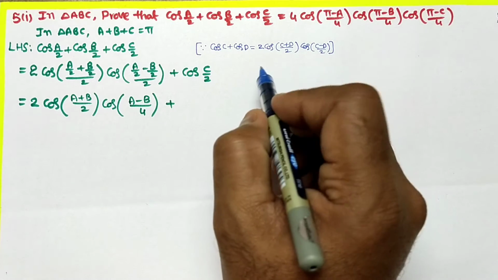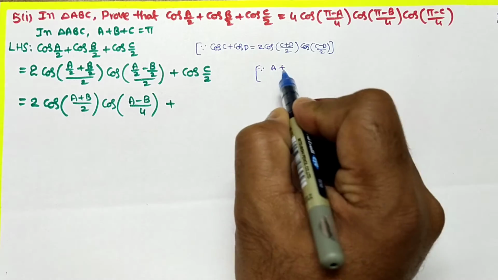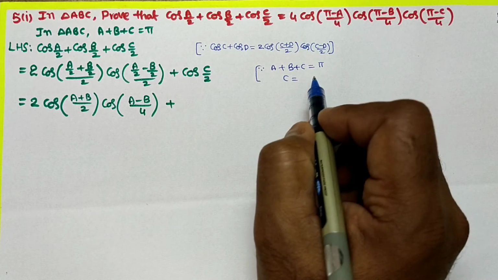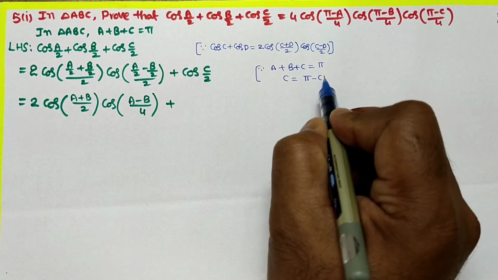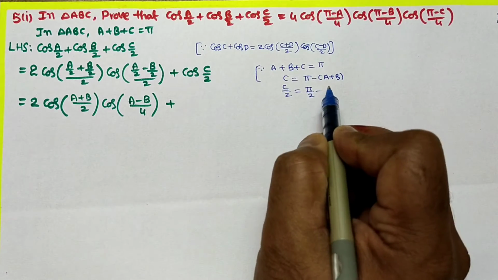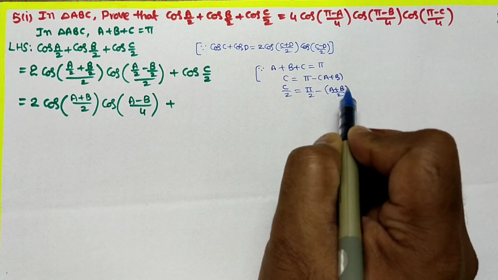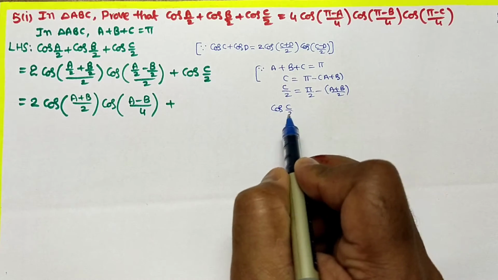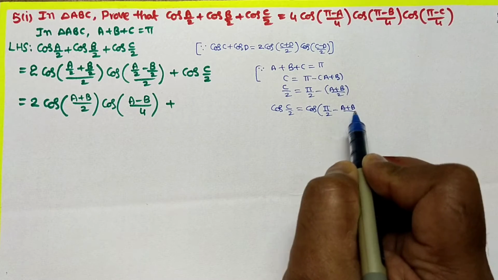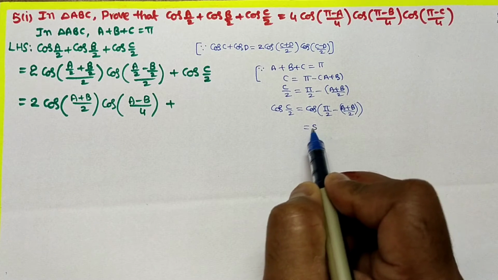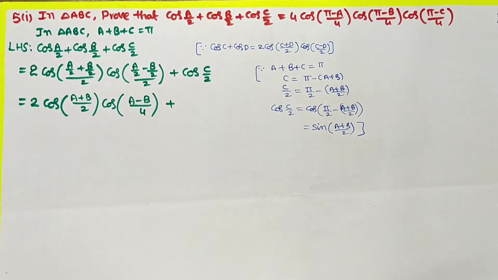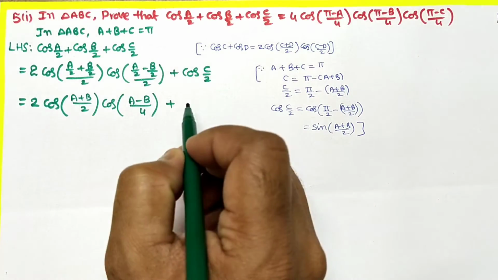Cos C by 2, observe carefully here. A plus B plus C equals pi, so C equals pi minus (A plus B). C by 2 equals pi by 2 minus (A plus B) by 2. Taking cos on both sides, cos C by 2 equals cos of (pi by 2 minus (A plus B) by 2). Cos of (pi by 2 minus theta) is sin theta. So sin of (A plus B) by 2. So wherever cos C by 2 is there, you have to replace it with sin of (A plus B) by 2.